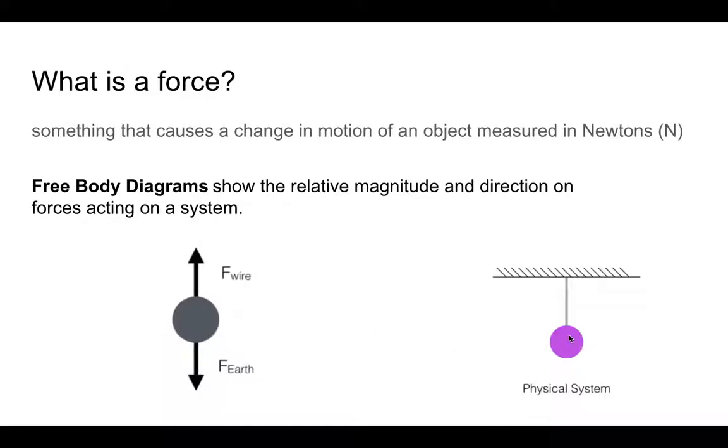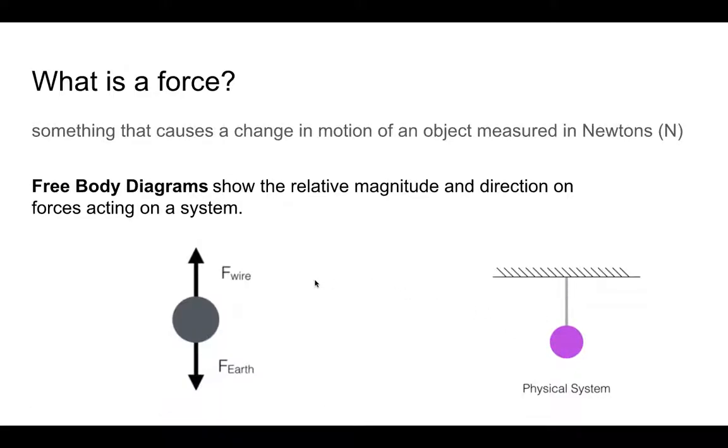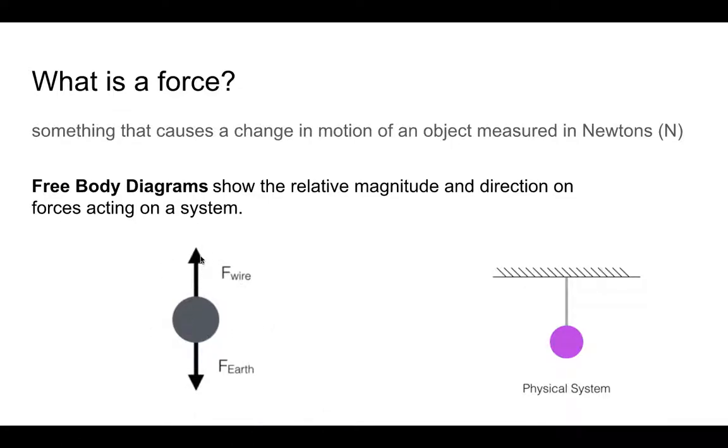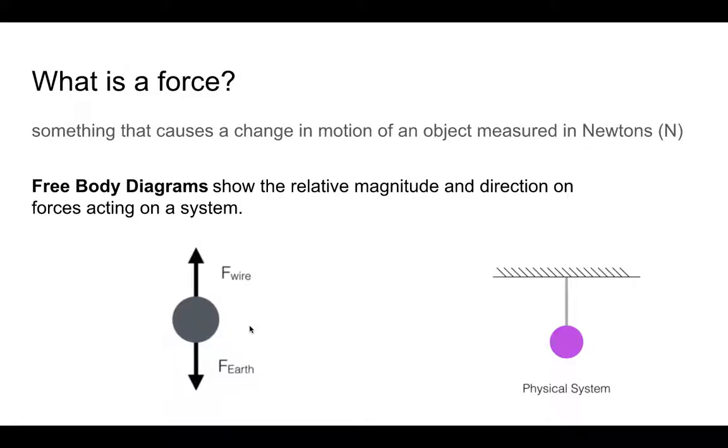So for example, this system is a ball hanging by a wire, right? So in its free body diagram, the force of the wire is pulling up on that ball, keeping it suspended, while the force of the earth, otherwise known as gravity, is kind of pushing down on that ball, right? And these two forces are what we call balanced, right? They equal each other. They're balanced, so the ball will sort of stay where it needs to be. If they weren't balanced, the ball would be moving, but we'll get there in a second.